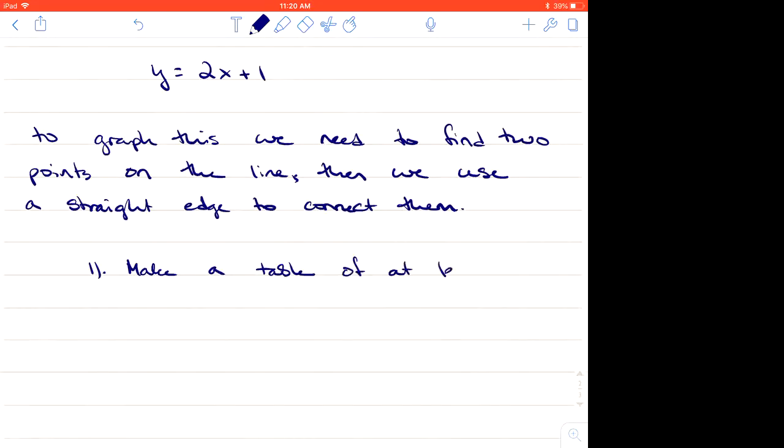of at least 2 values of x, and then we'll solve for y. We only need 2 points. If you want to do 3 points, go for it. You'll find they're on the exact same line. So I only do 2. Step 2 is going to be to find the corresponding y values.